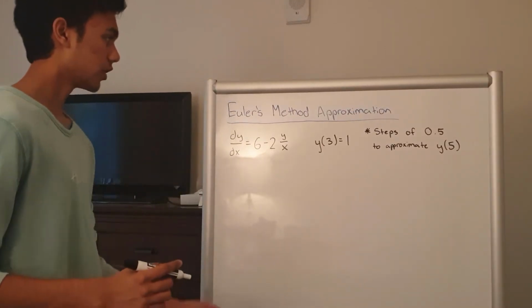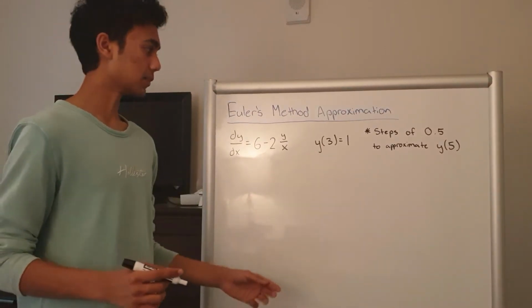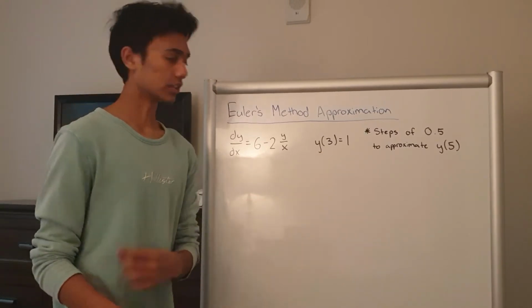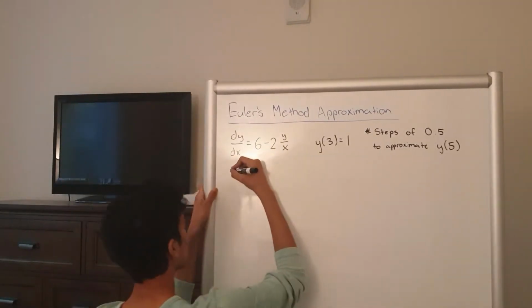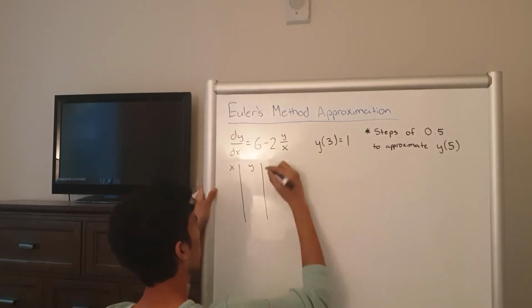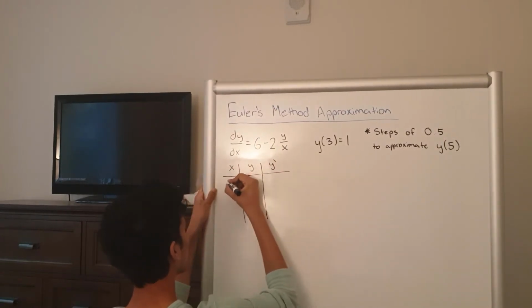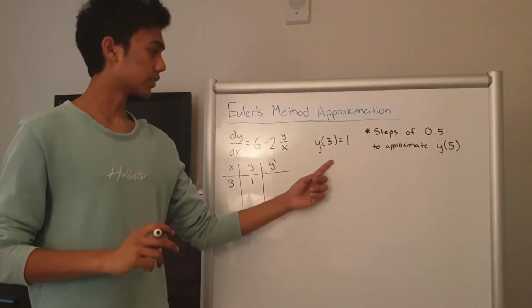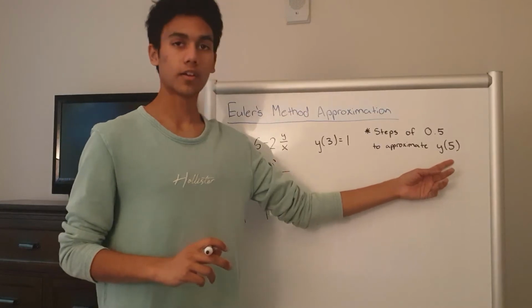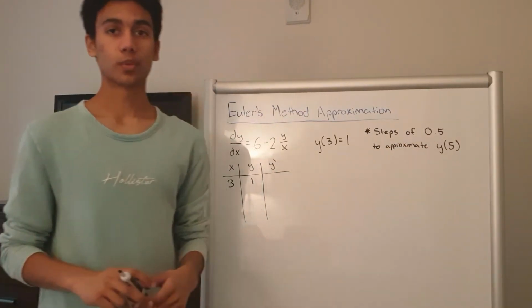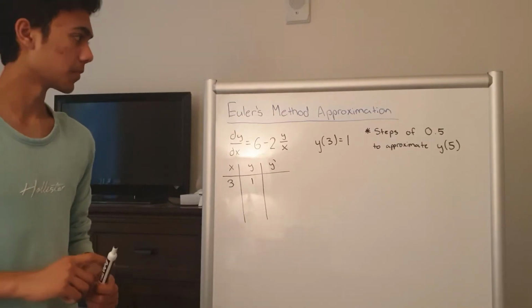We're going to start off with drawing a table, and we've been given that y of 3 equals 1. So if we're starting at 3 and we want to approximate what y of 5 is, and we're using steps of 0.5, we're going to need 4 steps in total.